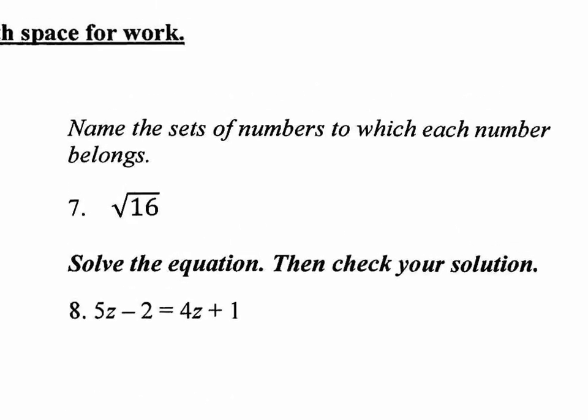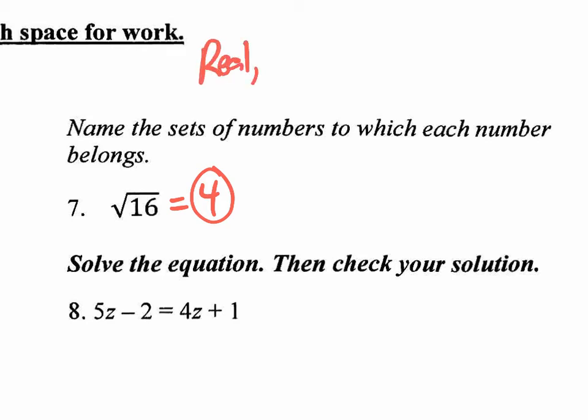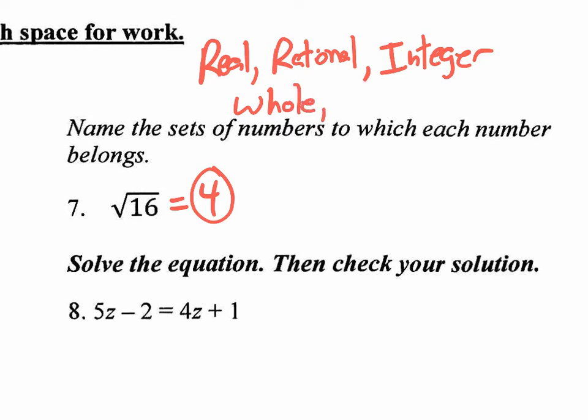Name the sets of numbers to which each number belongs. Now, they only give you one number. What do I mean by number sets? It goes back to like the first or second week of school, guys, where you classified numbers. First of all, what is the square root of 16? 4. Now, we're classifying the number 4. So, is 4 a real number? Yeah, it's real. Is 4 rational or irrational? Rational. It's an integer. A whole number. And finally, natural.